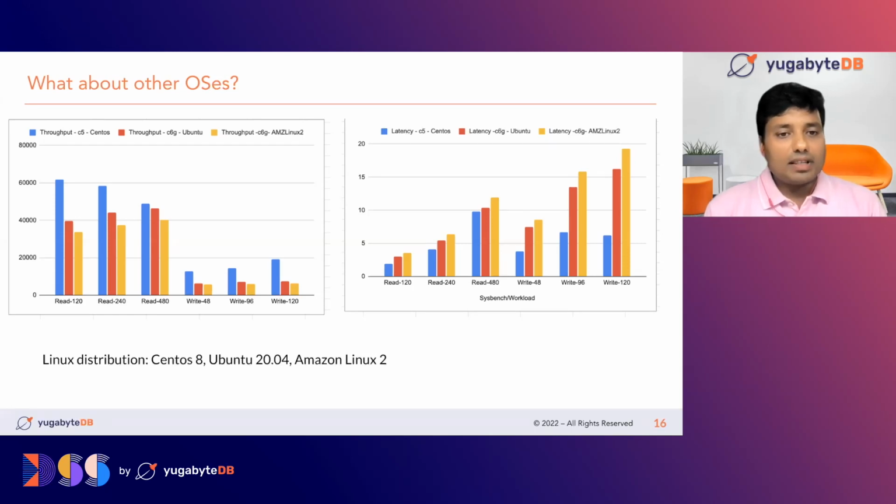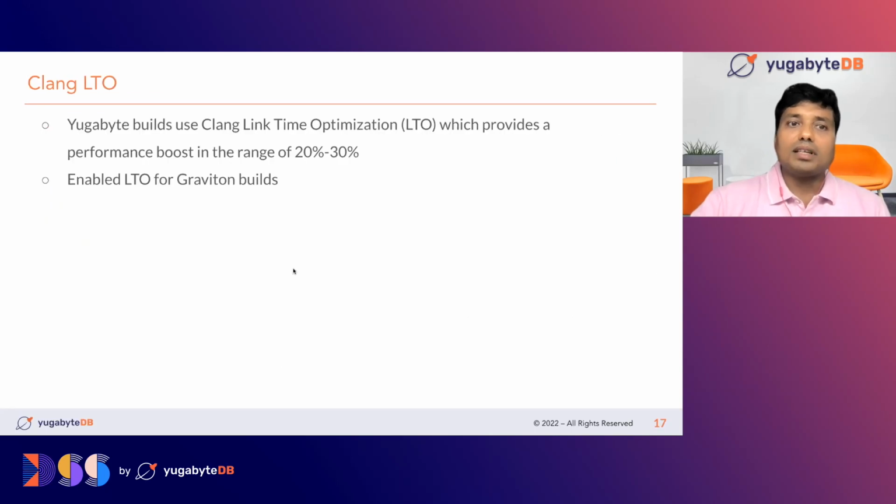So again, we debugged it, saw what the problem was, and reached out to the AWS team, who were helpful in asking a bunch of questions and giving us a lot of different areas to target. What we figured out was that the Yugabyte build uses Clang link time optimization, which improves performance in the range of 20 to 30%. This was being used for the Intel plus CentOS builds, while it was not being used for the Graviton builds. Once we enabled LTO for Graviton builds, we started seeing pretty good performance. The performance improved significantly.